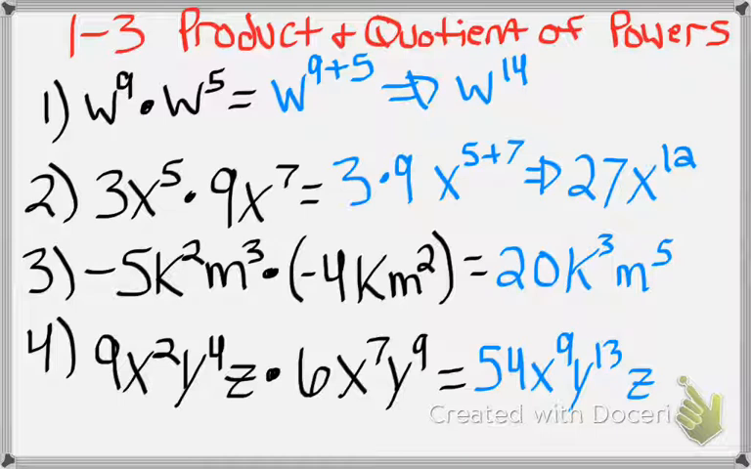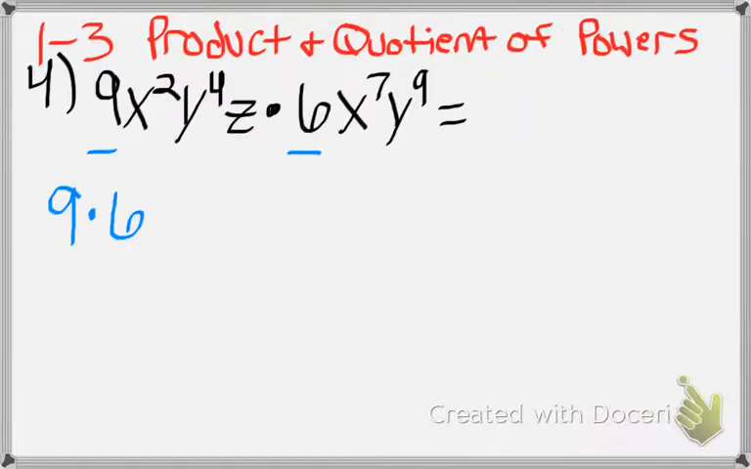And this will be your answer to number 4. If you need to understand how to do it, watch this next part. Otherwise, if you already got the correct answer, you can fast forward past this next part. Just like the last one, start by multiplying the coefficients. Positive 9 times positive 6, well, that's positive 54. Then move on to your next letter. X squared times x to the 7th, so that's 2 plus 7. So that can turn into x to the 9th power.